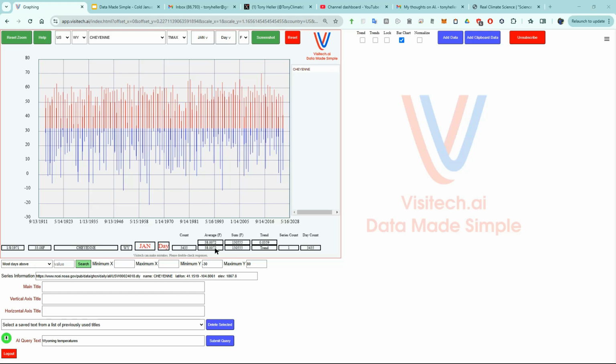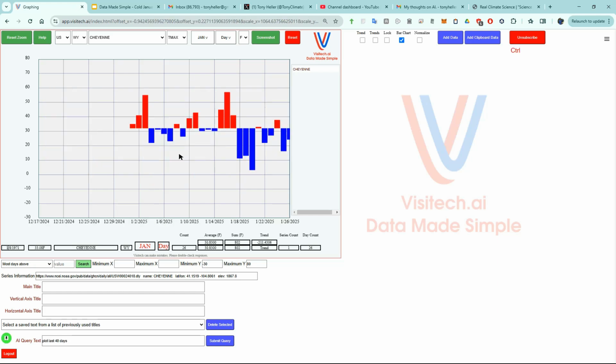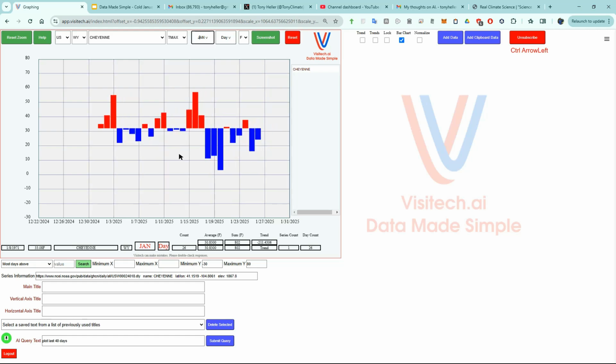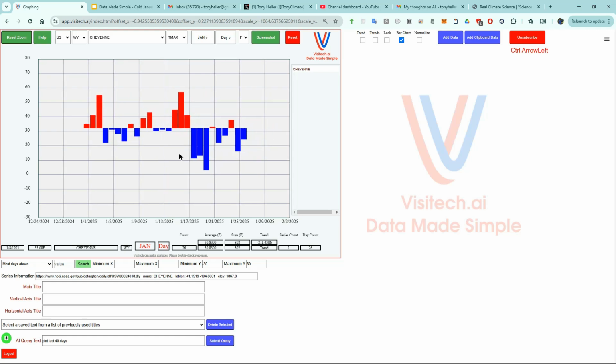Before we do anything else, we're going to look at this number right here. The average January maximum temperature in Cheyenne is 38 degrees Fahrenheit. Now let's look at temperatures for just the past 40 days. Plot last 40 days. Now I'm going to center the graph using the left arrow key on the keyboard. I'm moving the graph over to the left so that it will be easier to understand moving forwards.